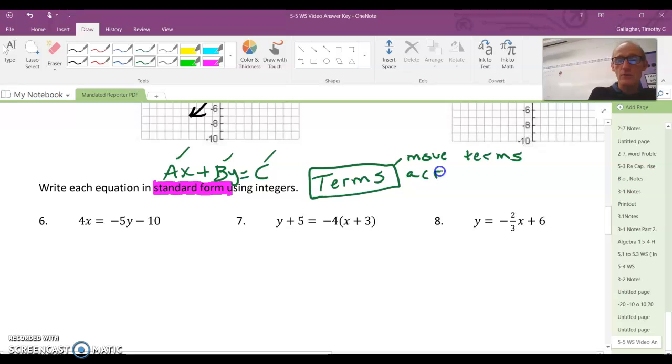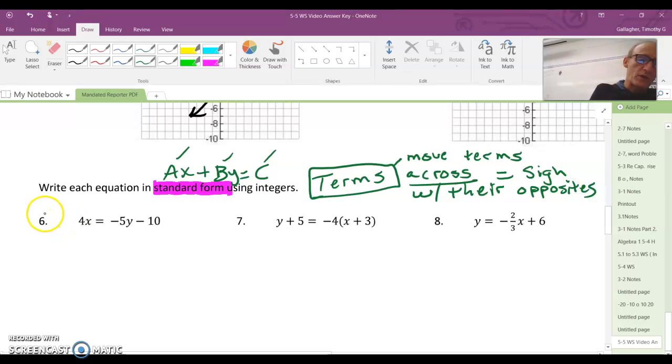Now remember, if you want to move terms across the equal sign, you move them with their opposites. So, for example, number 6, I have to get the x and y on the left. The y is on the right, so I'm going to move this y over here, and I'm going to cancel it on the right.